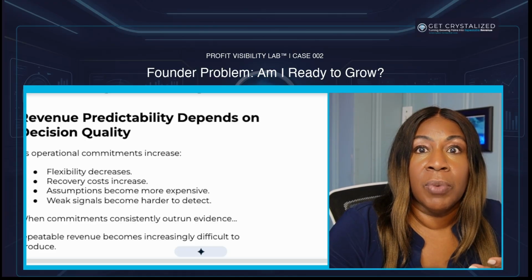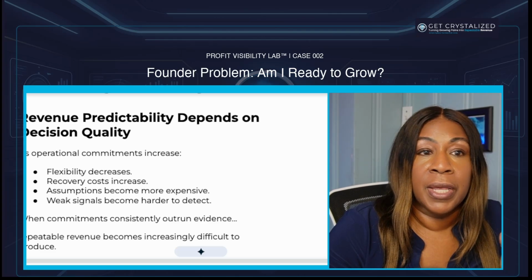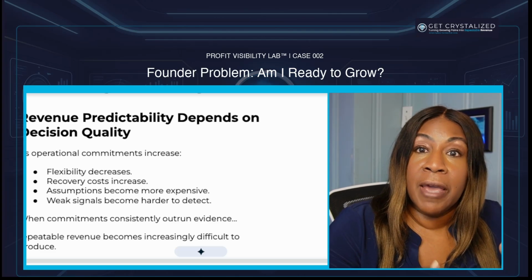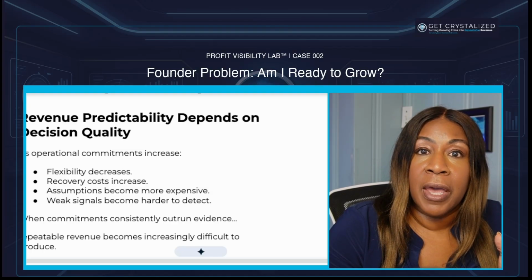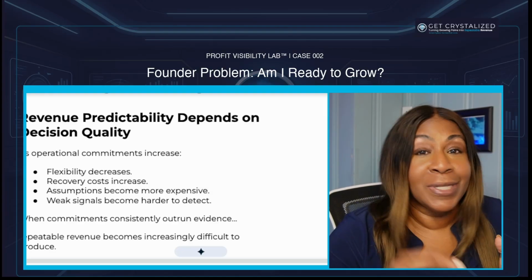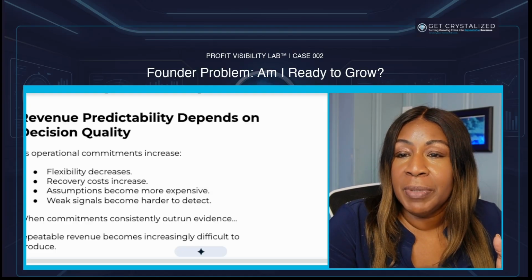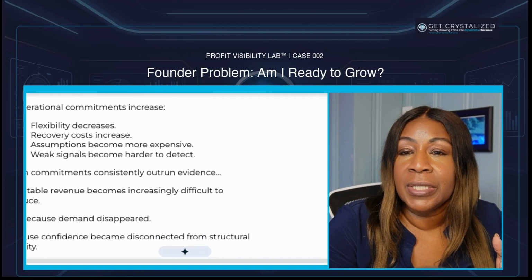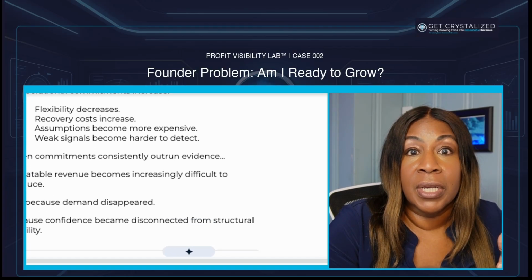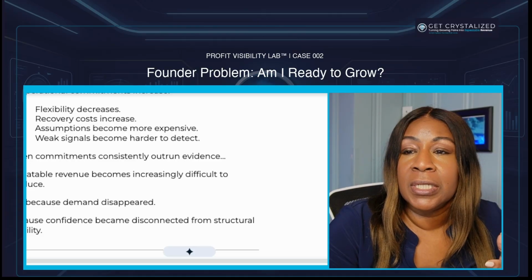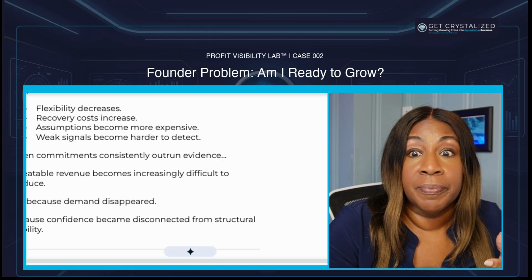As founders, we want repeatable revenue. The way we get to repeatable revenue is through good decisions made based on the evidence that's being provided to us from the business. To ignore or overlook that based on excitement, because yeehaw, we got this new client, is to set ourselves up for disappointment. So our flexibility decreases, the recovery costs increase, the assumptions become more expensive, and weak signals become harder to detect. When commitments consistently outrun evidence, repeatable revenue becomes increasingly difficult to create.